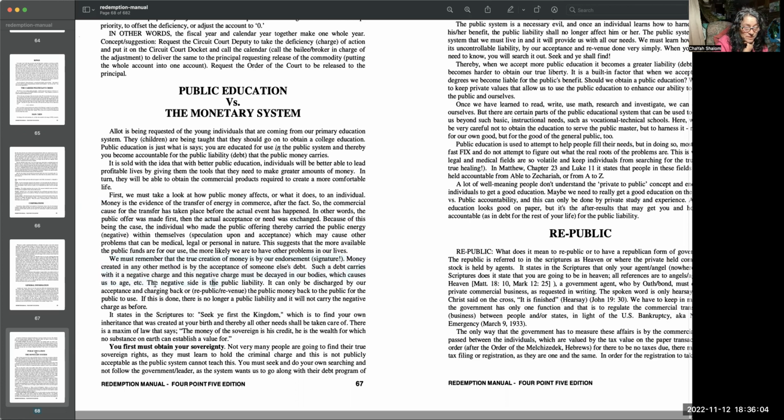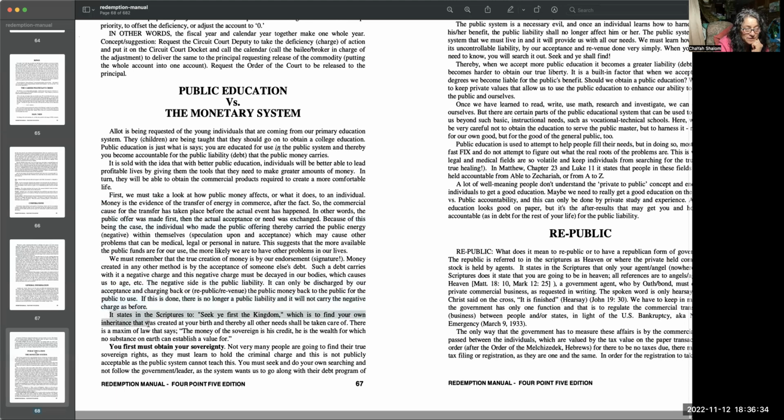The negative side is the public liability. It can only be discharged by our acceptance and charging back, or republic revenue. The public money back to the public for the public to use. If this is done, there is no longer a public liability, and it will not carry the negative charge as before.